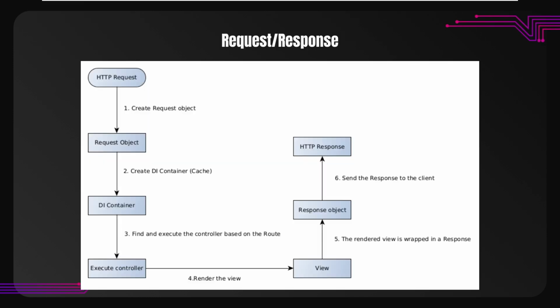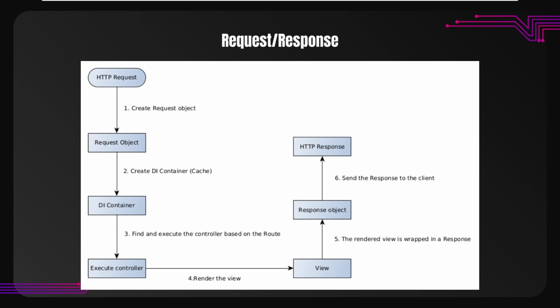Then the request and the response lifecycle. So the user starts here on top with an HTTP request, and from that HTTP request, we get it in our PHP superglobals. We create a request object. Once we have that request object, we will create our dependency injection container.